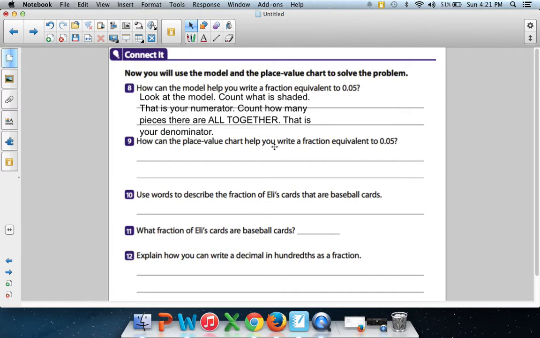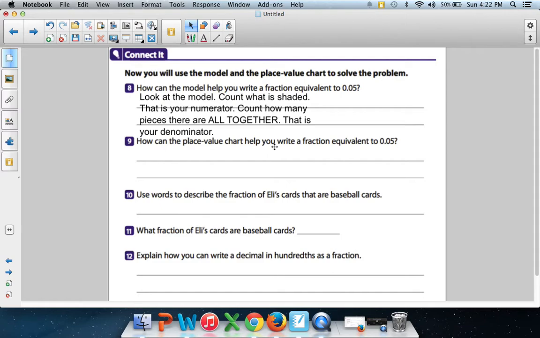All right. How can the place value chart help you write a fraction equivalent to 0.05? All right, look at number 9, please. On page 188, on the bottom now, it says, you can also use a place value chart to help write a decimal as an equivalent fraction. The place value chart shows the value of 0.05. Well, that is a pretty cool chart. It's got a 0 in the ones place, then a decimal, then a 0 in the tenths place, then a 5 in the hundredths place.